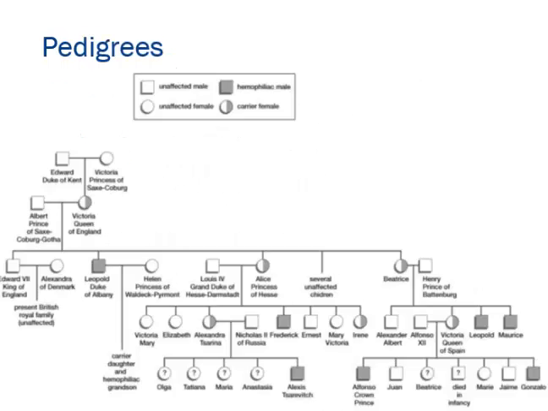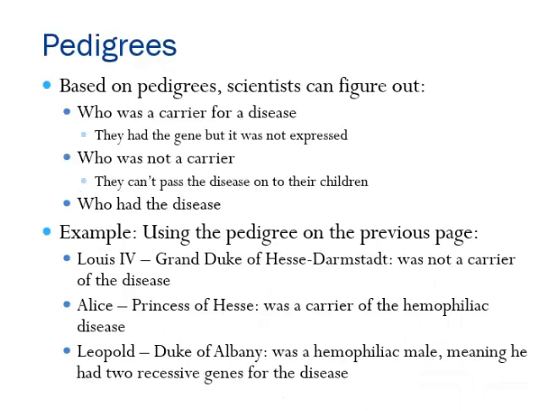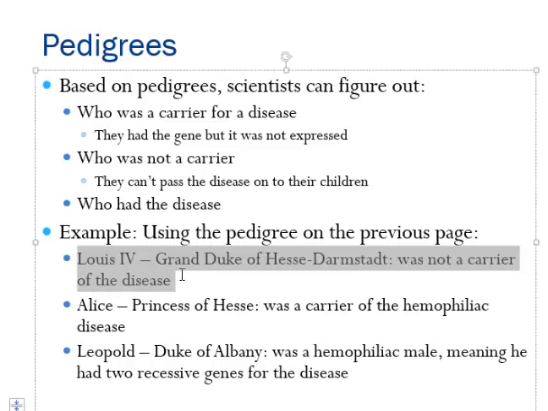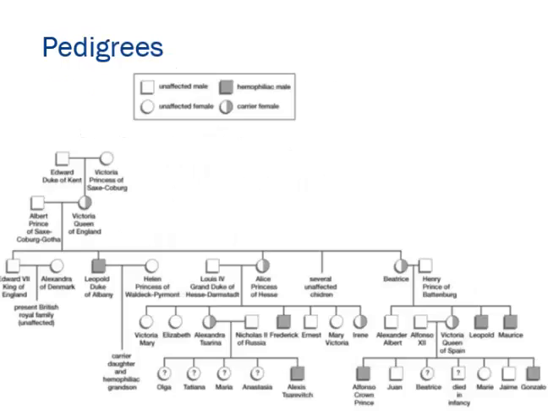This example is different than the one I just gave. The one I just gave is where the disease is on just a random gene out there, whereas over here you're talking about a disease that is on the X chromosome. Over here, Louis XIV was not a carrier for the disease. Where's Louis XIV?